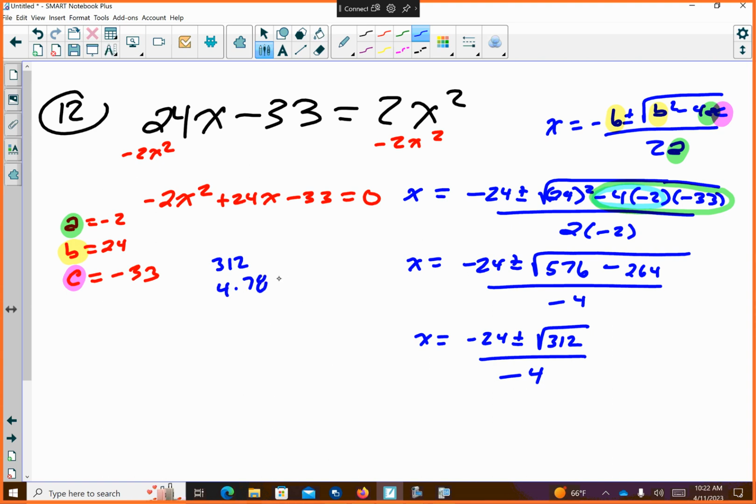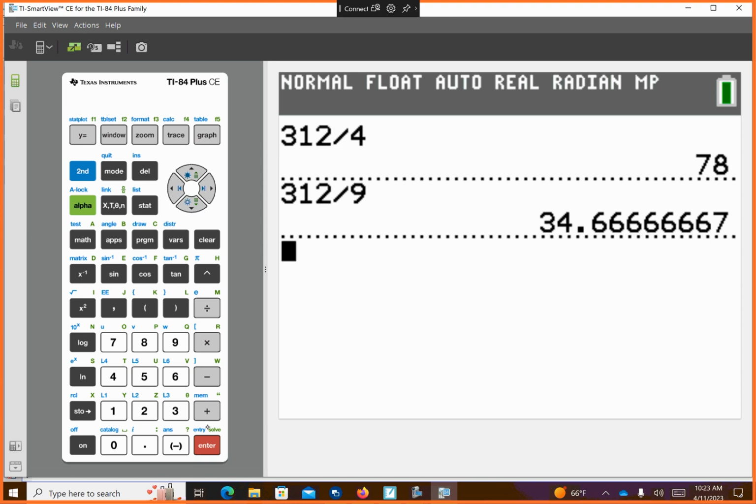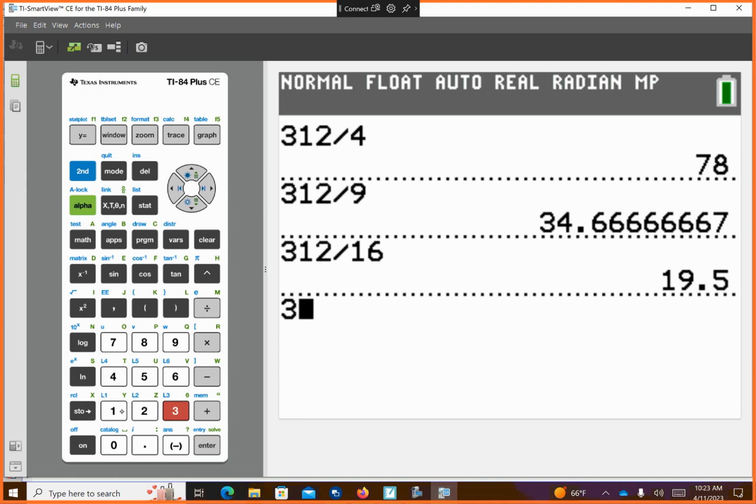Now, I think that's good, but let's see if there's another bigger perfect square. When you're utilizing the calculator, it's being helpful for you. So what's another big perfect square? 9? 312 divided by 9 is 34.26667. That doesn't work. What's the next biggest one? 16. That comes to 19.5, so that's not going to work yet.